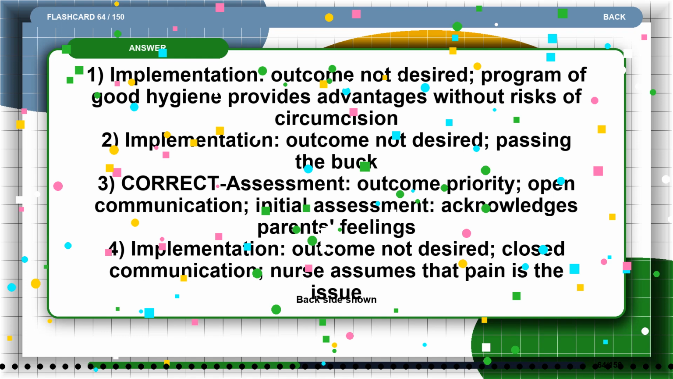The answer is 1. Implementation. Outcome not desired. Program of good hygiene provides advantages without risks of circumcision. 2. Implementation. Outcome not desired. Passing the buck. 3. Correct assessment. Outcome priority. Open communication. Initial assessment. Acknowledges parents' feelings. 4. Implementation. Outcome not desired. Closed communication. Nurse assumes that pain is the issue.